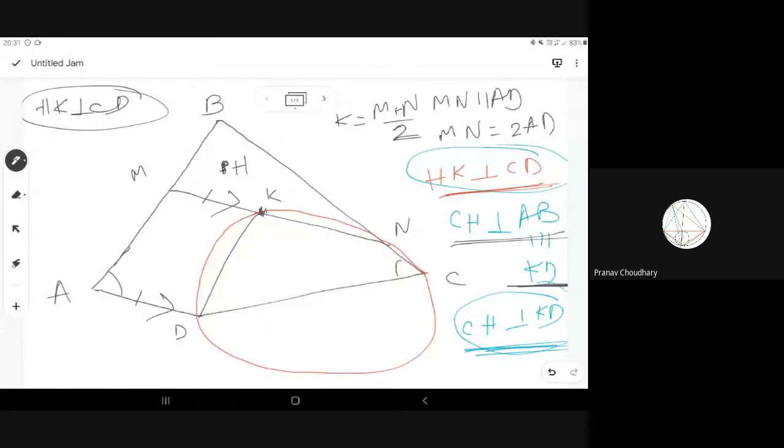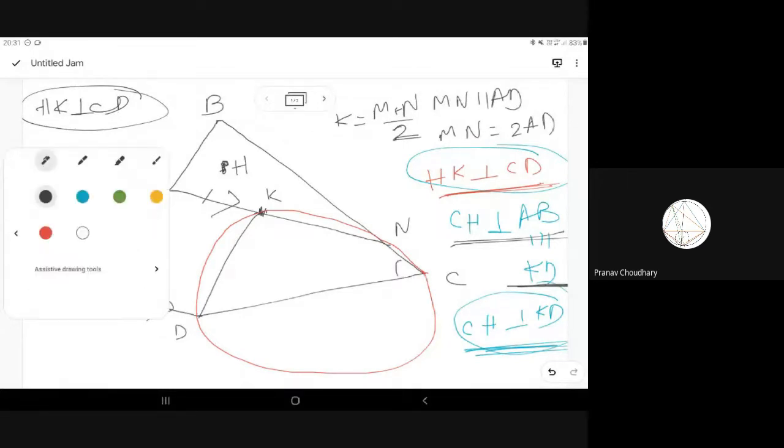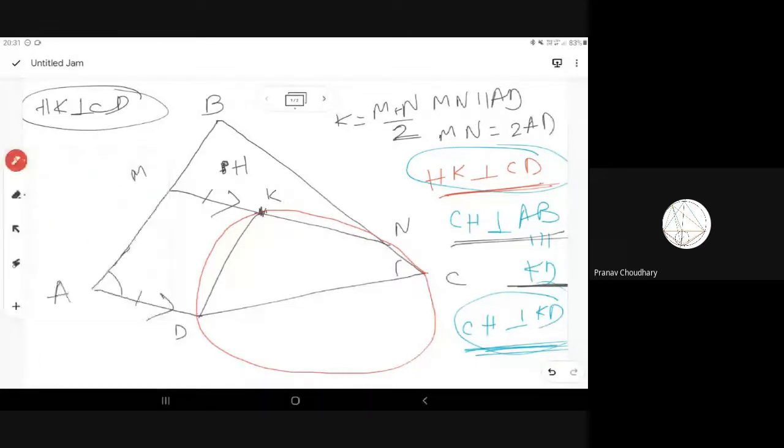Any ideas? Okay, I'll give you a hint. Try to incorporate the antipode of C in this circle. So this is the point C dash. Yeah, try to work with this. What does this give you?